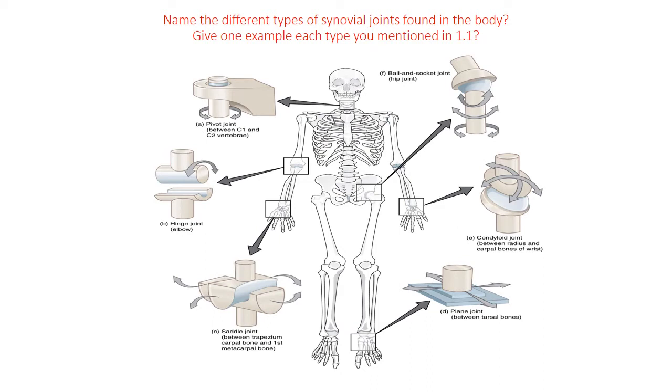The six types of synovial joints are pivot, hinge, condyloid, saddle, plane, and ball and socket joints. Examples are the pivot joint between C1 and C2 vertebrae, the hinge joint in the elbow, the condyloid joint between the radius and carpal bones of the wrist, the saddle joint between the trapezium carpal bone and the first metacarpal bone, the plane joint between tarsal bones, and ball and socket joints in the hip joint and shoulder joint.